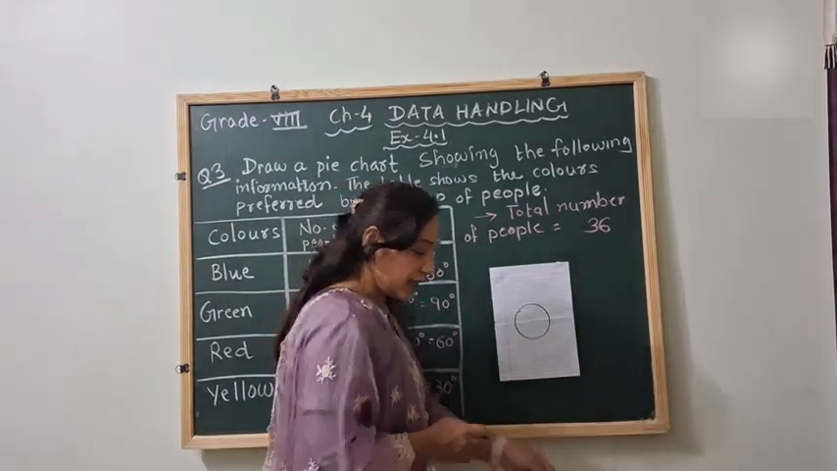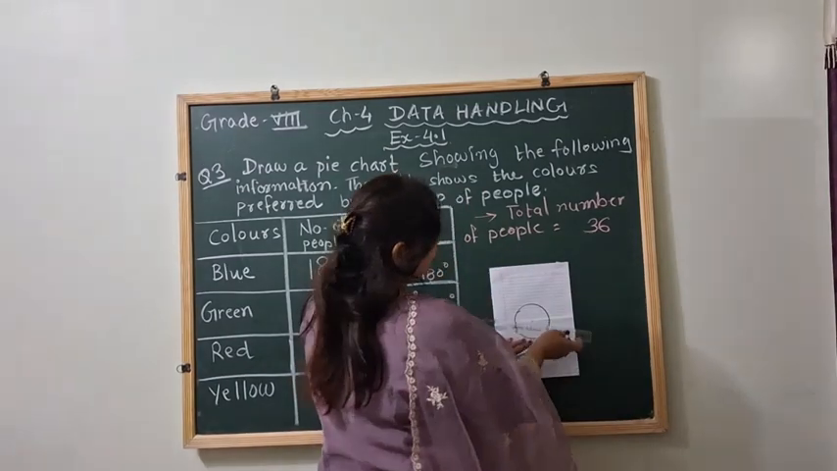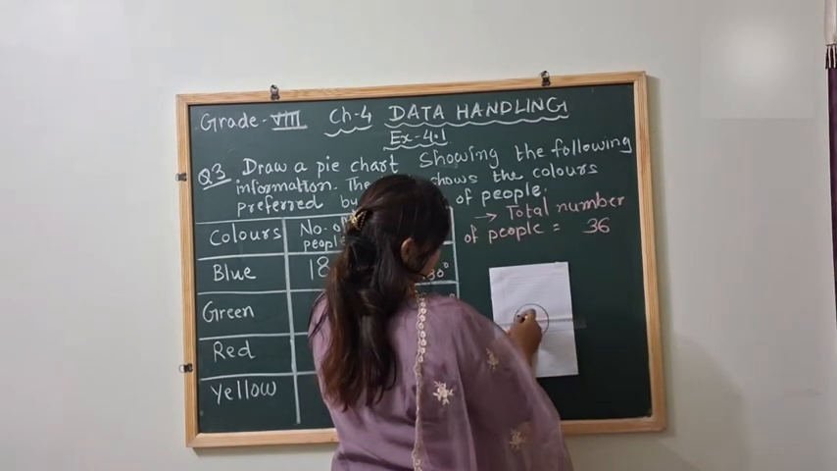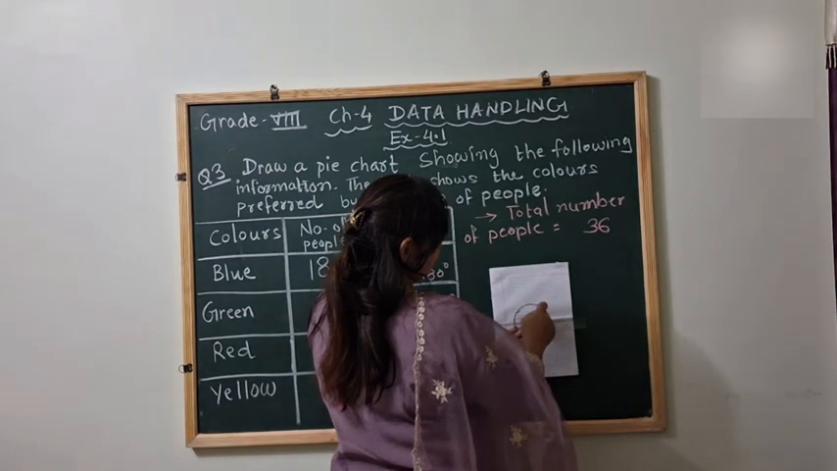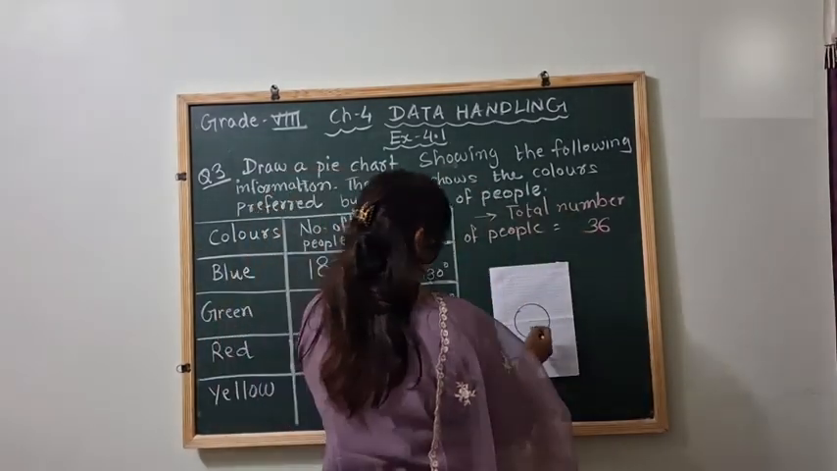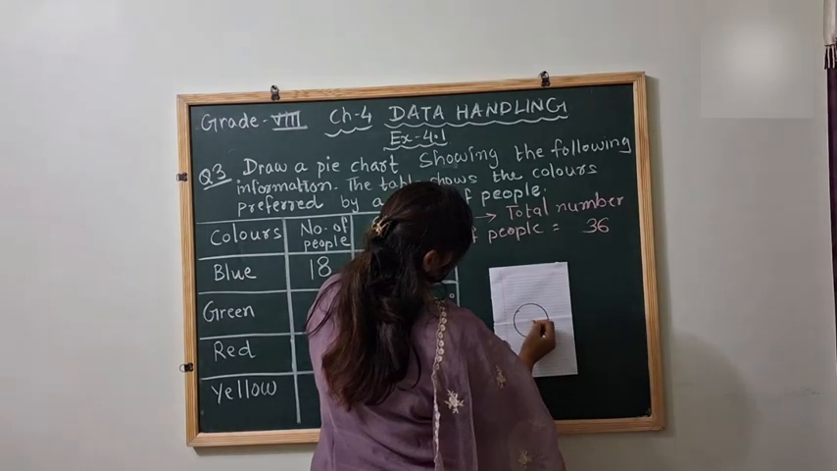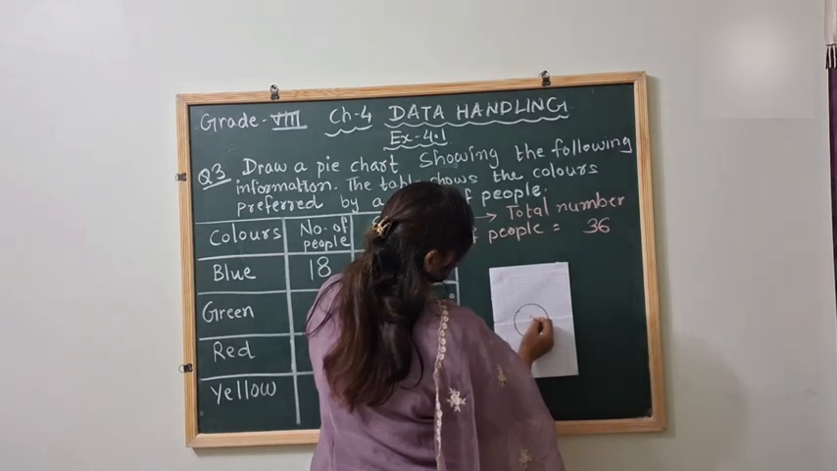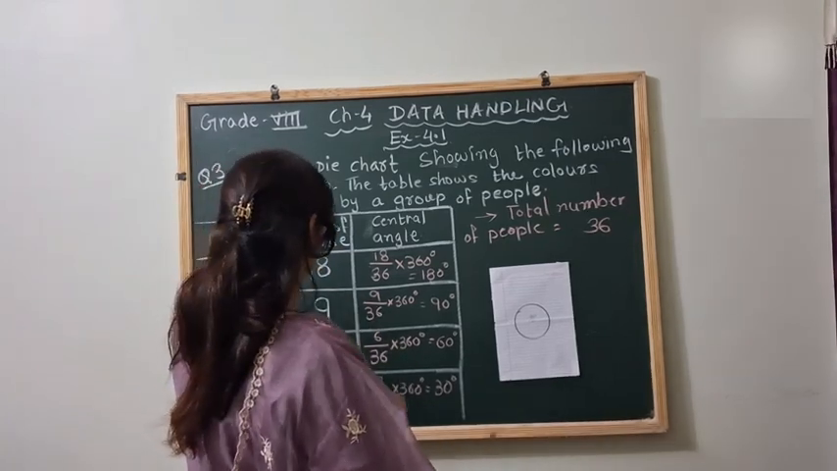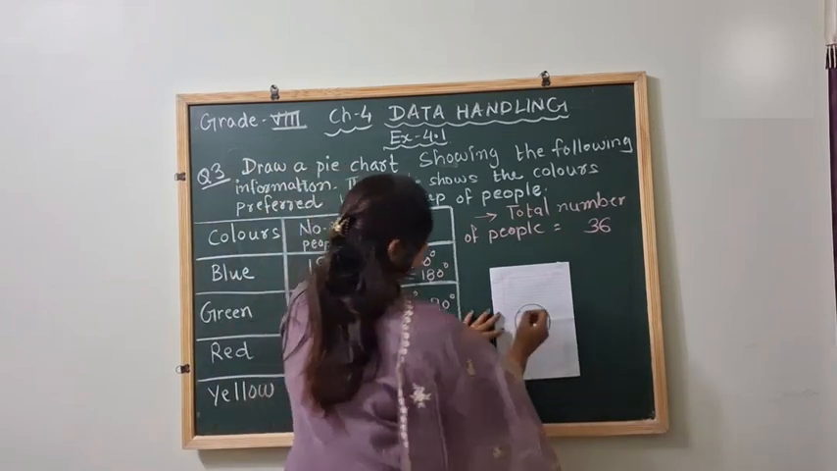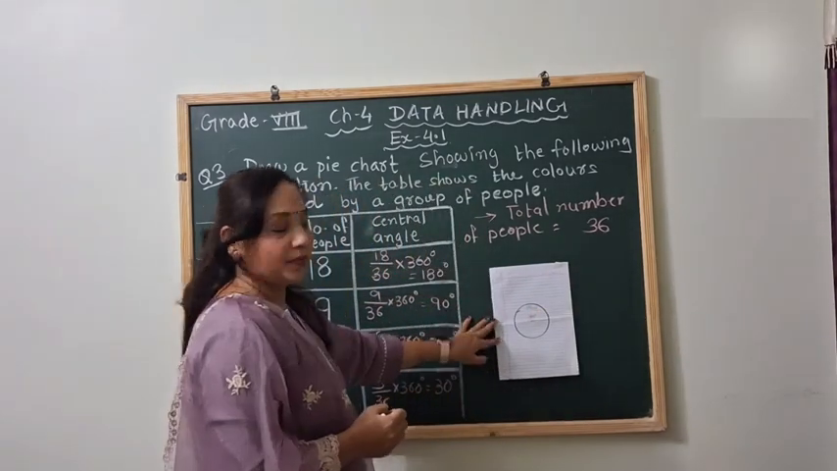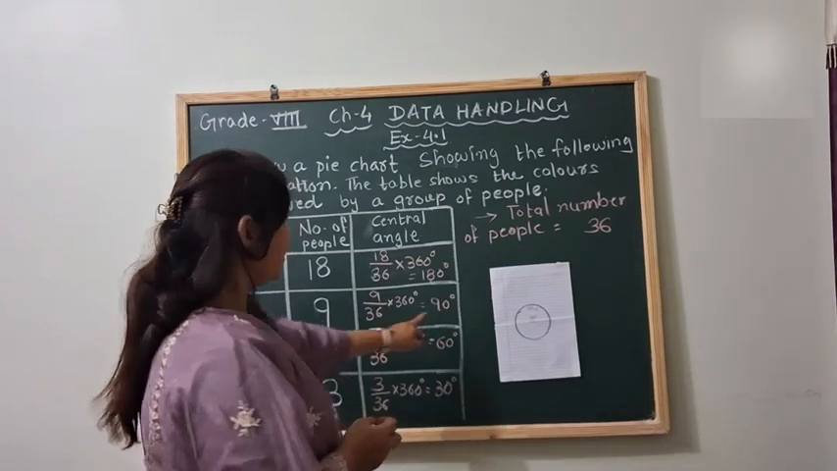Again, join. This is 180 degrees, mark it like this and show 180 degrees. I hope it is visible, students. And it is blue color, so you can just write blue here. You can write here or outside, wherever you want. Blue. Okay. Now when we move on to the next color, green, that is 90 degrees.